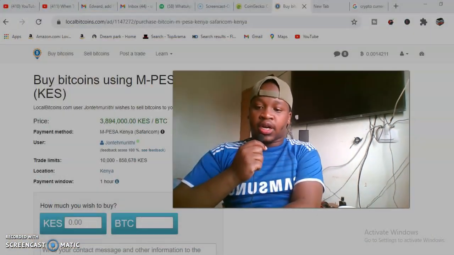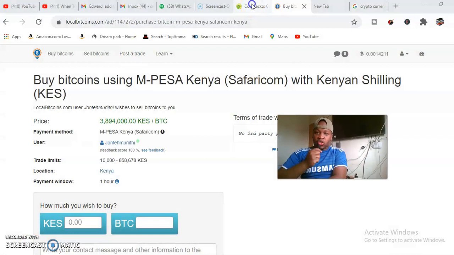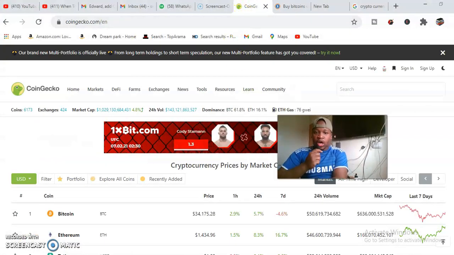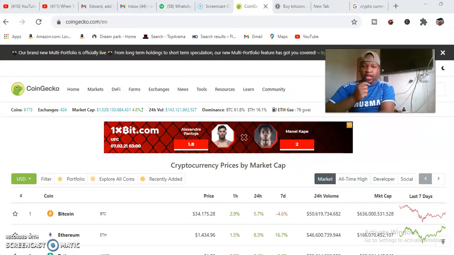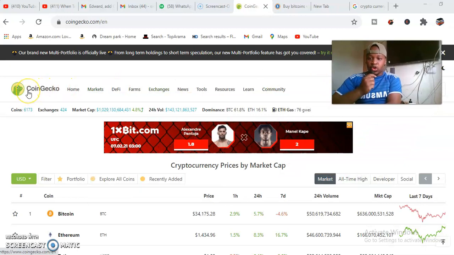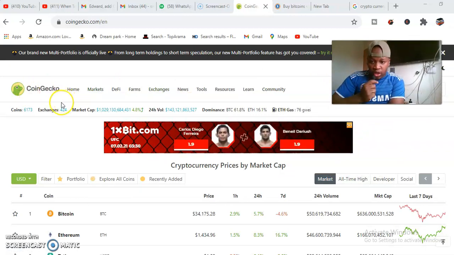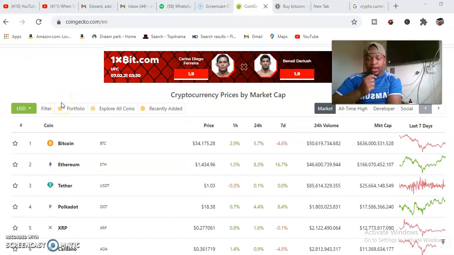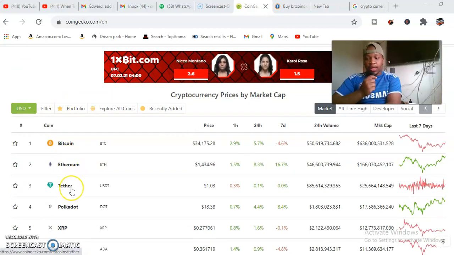Digital assets are coming to take over the world. We are in an era that Bitcoin and Ethereum are hyping. So we'll come to know about these currencies. We normally use a website called CoinGecko. Once you come to CoinGecko, you will get the different digital assets, one being Bitcoin, Ethereum, and the other one is Tether. We can look maybe at Bitcoin.